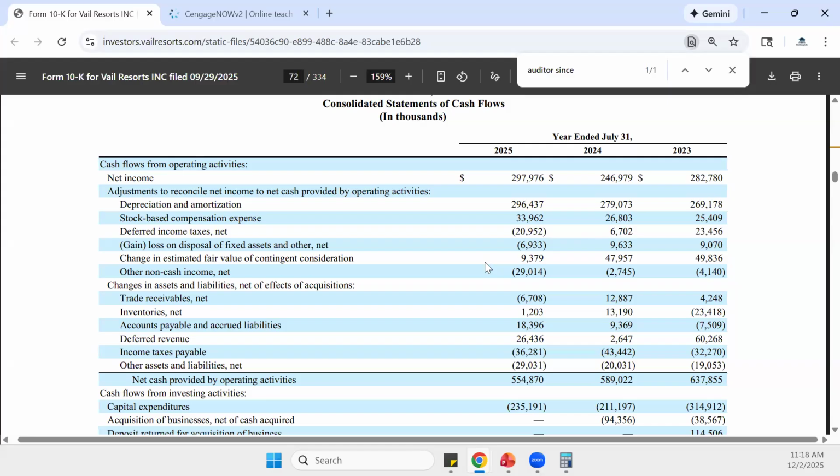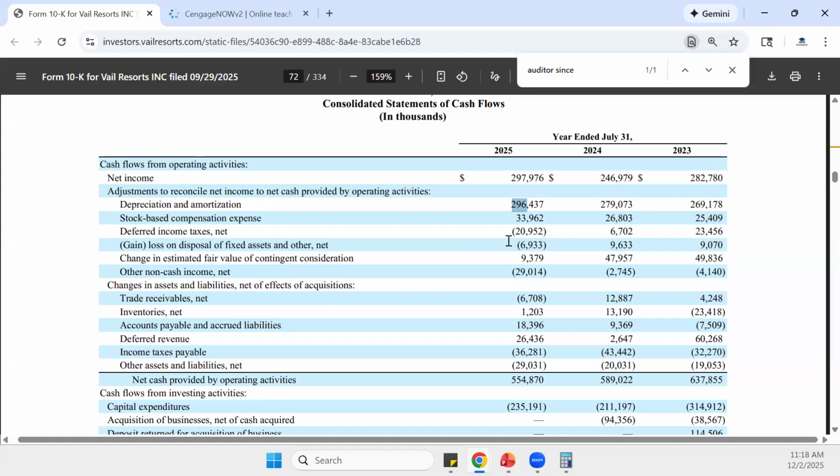And they own many ski resorts, including Afton Alps here in Minnesota. And as you can see, they have cash flows from operating activities. It starts with net income, which is about 300 billion. And then depreciation was 296 billion. And this is the indirect method. We'll go through this in a moment, but this is a preview of how the indirect method works.